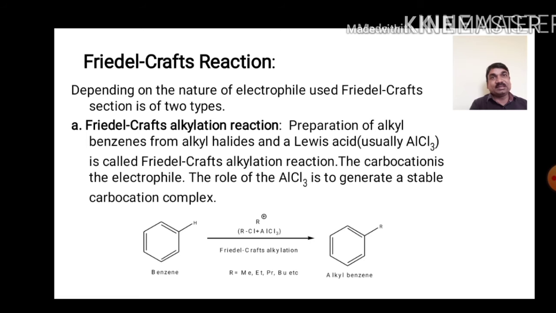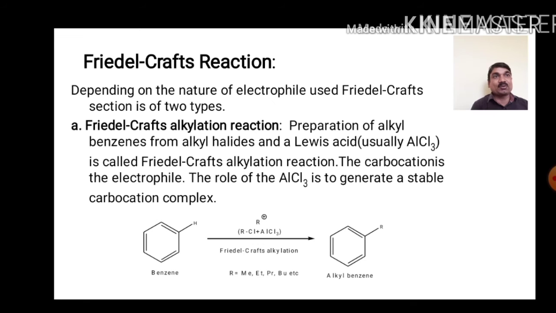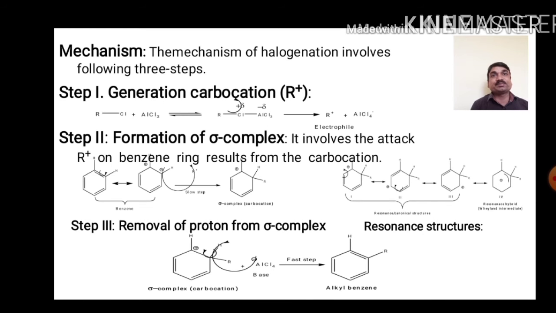So next is the mechanism. The mechanism of alkylation involves the following 3 steps, the same steps as halogenation. First is the generation of carbocation, that is alkyl cation. Generation of carbocation in the reaction requires Lewis acids. Here, alkyl halide when treated with AlCl3 results in the formation of alkyl carbocation and AlCl4-. So the alkyl carbocation is the electrophile generated.